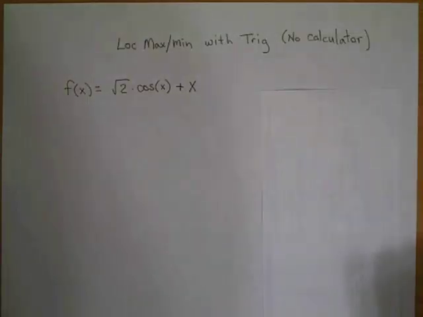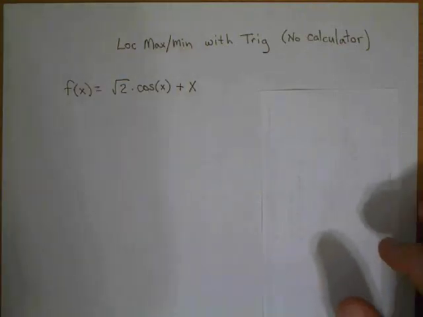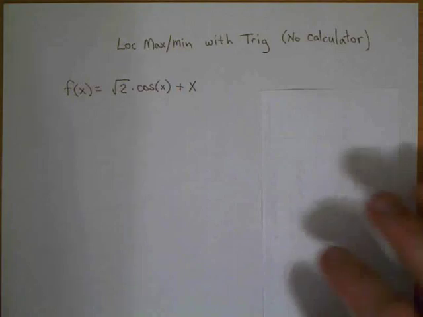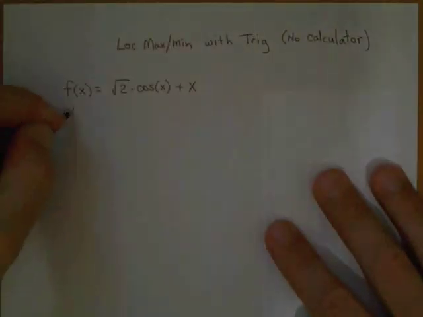Here we have a local max-min problem without a calculator. Our function is square root of 2 times cosine of x plus x. We want to find the local max-mins, increasing, decreasing intervals of this function. So we start by doing the derivative.